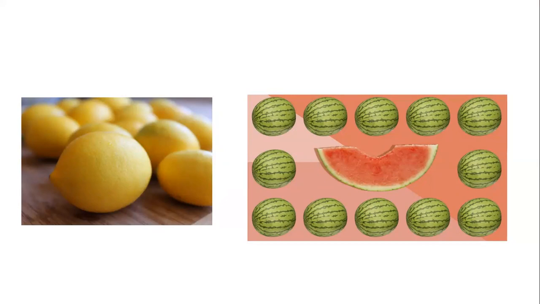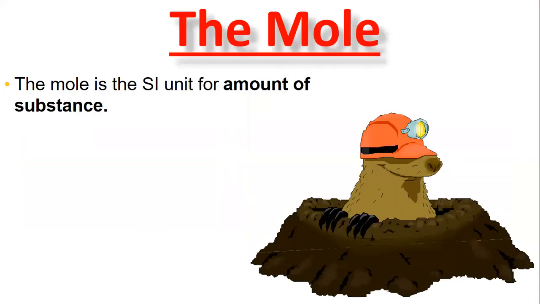So a dozen tells me about the number that I have, the 12 pieces of this thing. If I have a dozen lemons and a dozen watermelons, it means I have 12 lemons and 12 watermelons. So I have a dozen of each, equal numbers of each kind of fruit, but of course, they don't have the same mass.